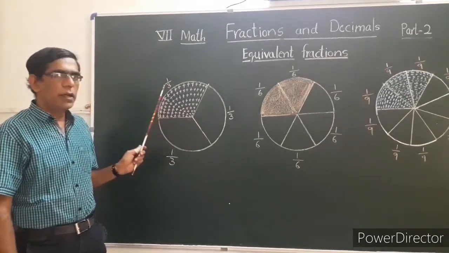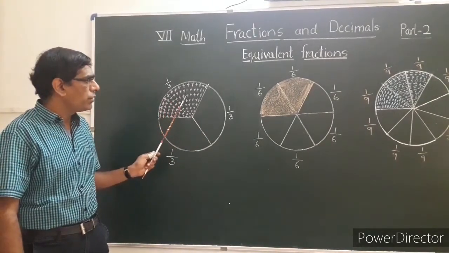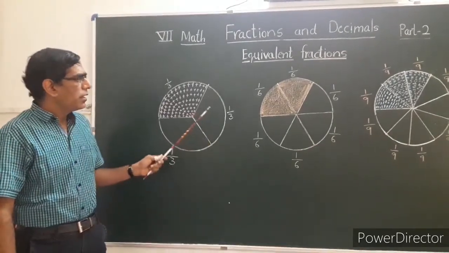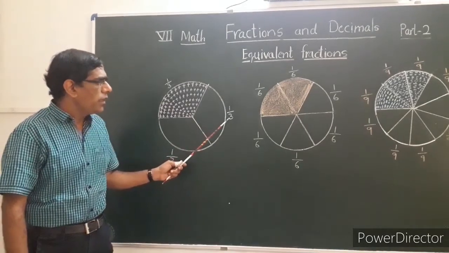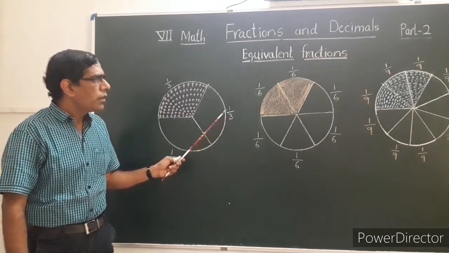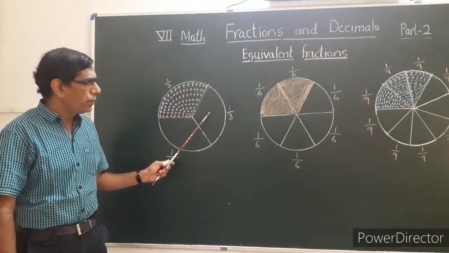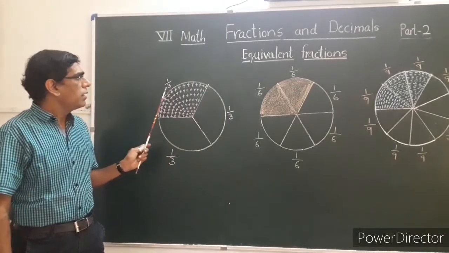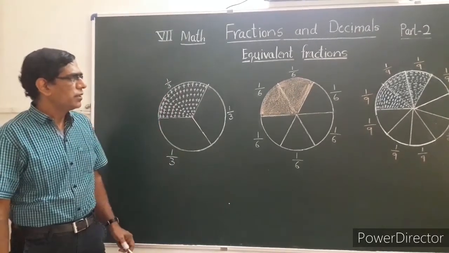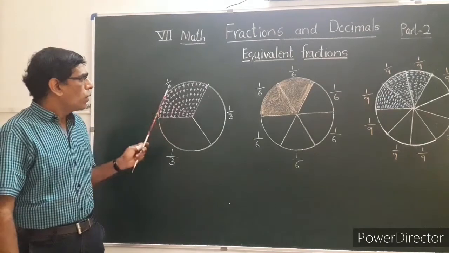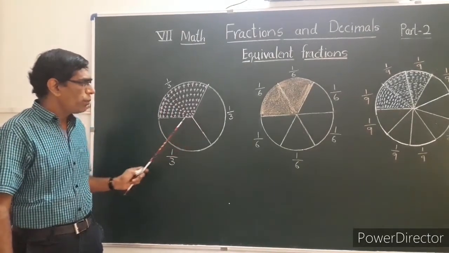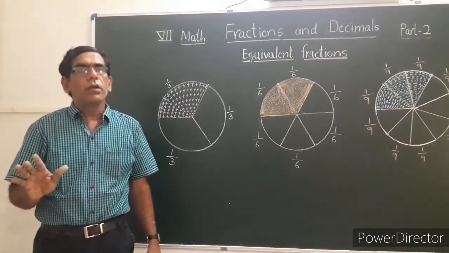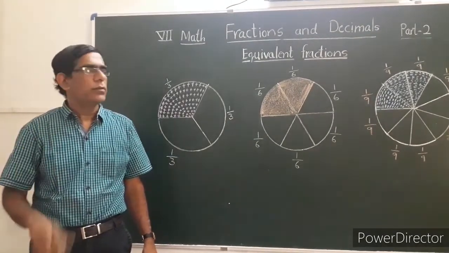Each part represents 1 by 3. Here 3 is the denominator, the number of parts: 1, 2, 3. 1 is the numerator, that is the shaded part. 1 by 3 plus 1 by 3 plus 1 by 3 is equal to 3 by 3, which is equal to 1. That is the whole.